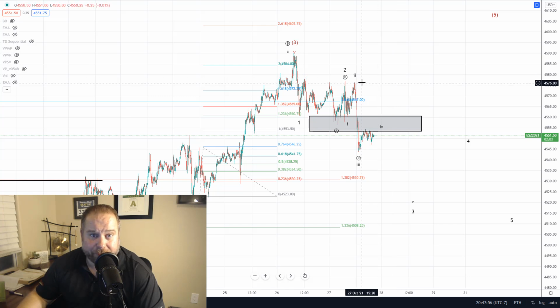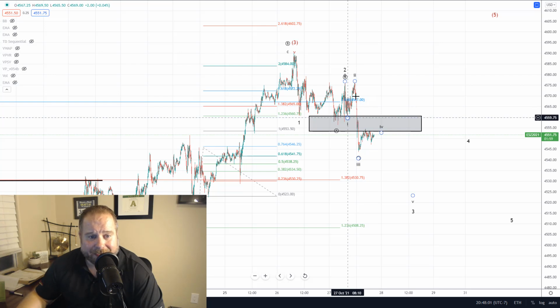So subwave 3 of wave 1 needs to have its 5 waves counted out. So we have a 1 down, a 2 up, a 3 down, okay, and then 4 needs to hold inside of the pivot or around the bottom of the pivot, which it's done so far, okay, and then you would want wave 5 down towards this 45.20 area, and that would complete wave 3 of 1.